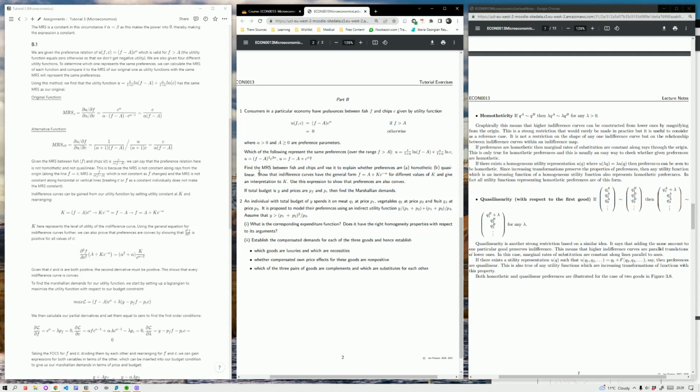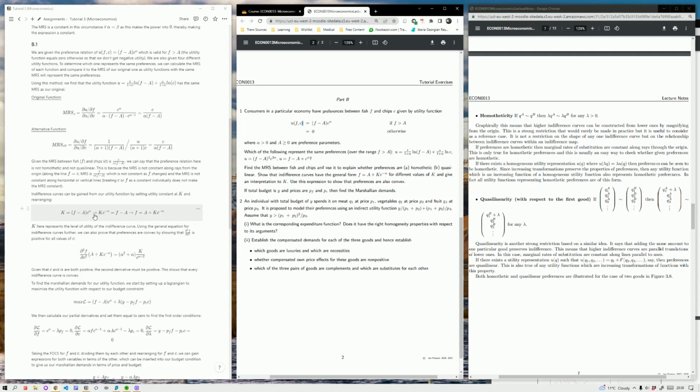Next is to show that indifference curves are of the general form F equals A plus K C to the power of negative alpha. This is pretty easy. You just take the utility function, but you're setting utility as some constant. Remember, indifference curves are curves of constant utility. So if I set this as just capital K and then rearrange, you sort of see how I do it here.